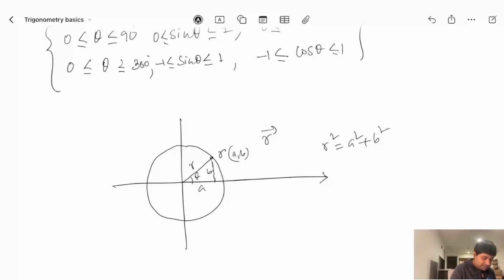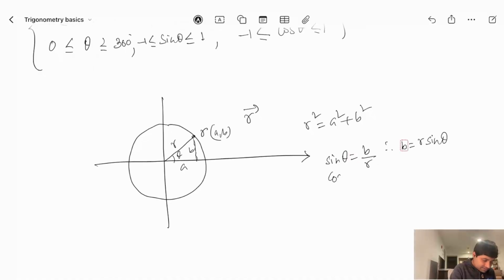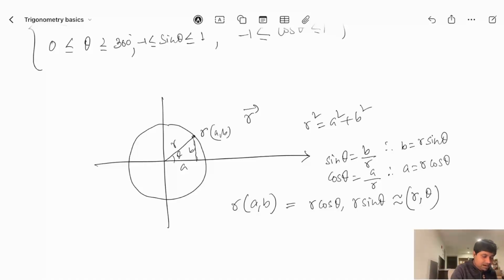So you already see that if I know the theta, then sine theta is nothing but B by R. So B is nothing but R sine theta. Similarly, cos theta is nothing but A by R. That says A is nothing but R cos theta. So the point (A, B) can also be written as (R cos theta, R sin theta). So eventually we can represent things in terms of R and theta.